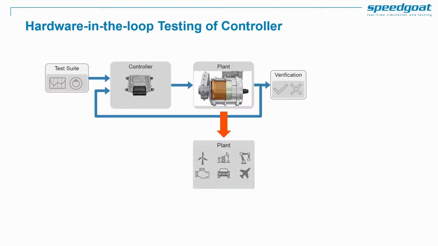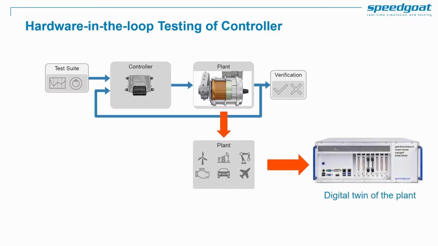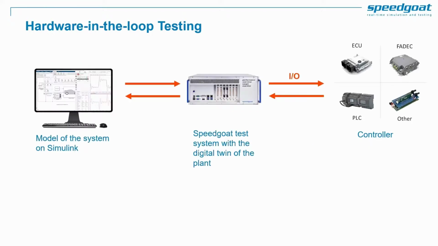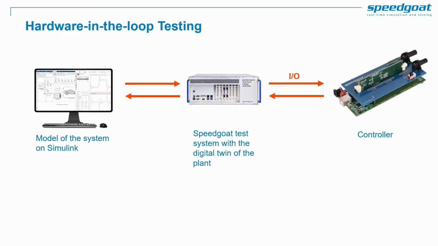You can create the model of your plant in Simulink and deploy it onto a Speedgoat test system. This way, the Speedgoat test system itself acts like a digital twin of the real plant. The system now looks like this. The digital twin of the plant is connected to the real controller under test using the I/O interfaces from the test systems. This way, you can test your control in real time with real-world scenarios. With the case of the reference application, the controller is a TI microcontroller. Let us look into how we can use hardware-in-the-loop testing to test our motor controller in the reference example.